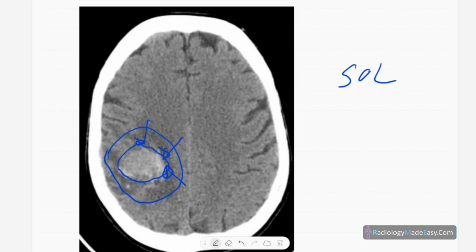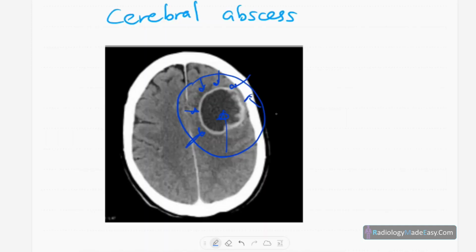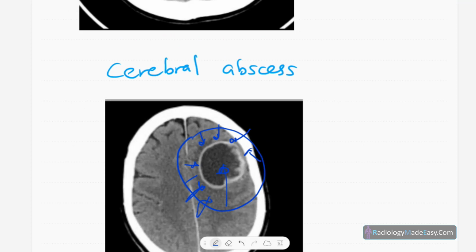The last thing is abscesses. Abscesses have a rim enhancement. You can see characteristic rim enhancement in contrast CTs. So there's a central cystic area or low attenuation area with rim enhancement. So those are abscesses. There's associated perilesional edema. Rim enhancement is typical in abscesses. Sometimes it is seen in metastasis also.